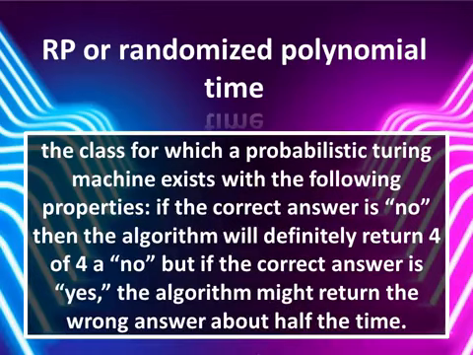RP, or randomized polynomial time, is the class for which a probabilistic Turing machine exists with the following properties. If the correct answer is no, then the algorithm will definitely return a no, but if the correct answer is yes, the algorithm might return the wrong answer about half the time. If it does return yes, then the answer is definitely yes, but a no answer might be wrong. Conversely, for problems in co-RP, algorithms that produce a no are definitely no, but a yes answer might be wrong.